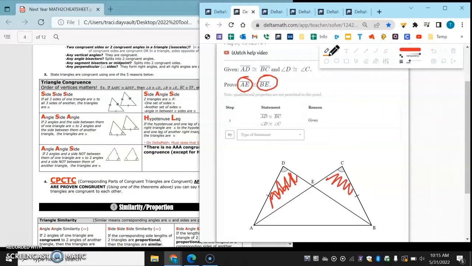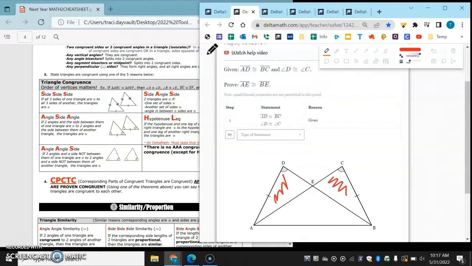And since we're trying to prove that AE and BE are congruent, those are going to be parts of these two smaller triangles. I suggest that we start off by proving that these two smaller triangles are congruent. That would be ADE and BCE. In these two triangles right now, we have a side and we have an angle.